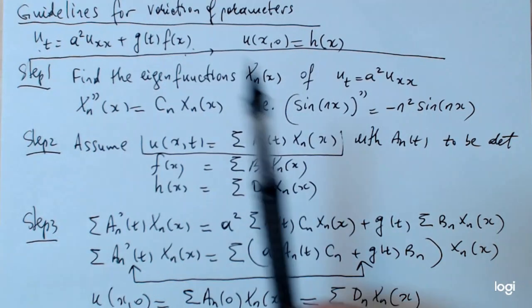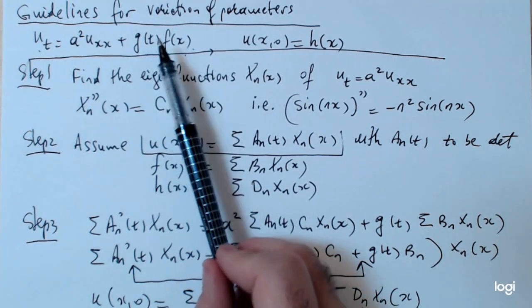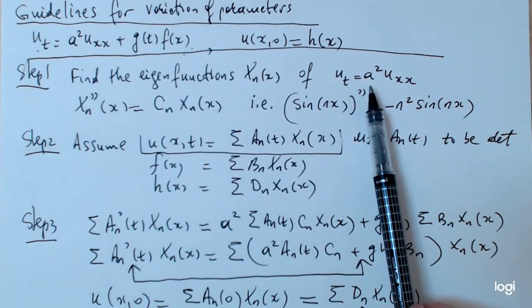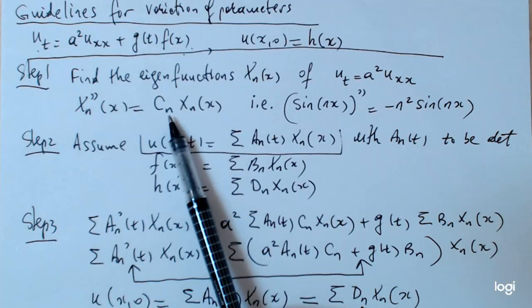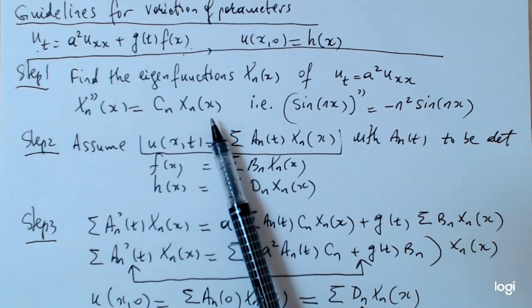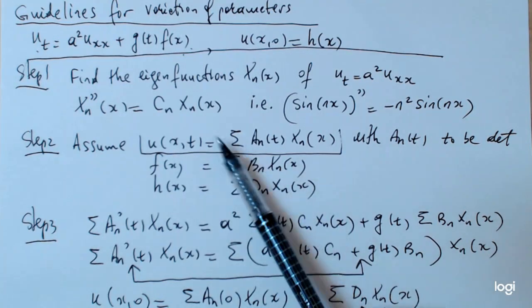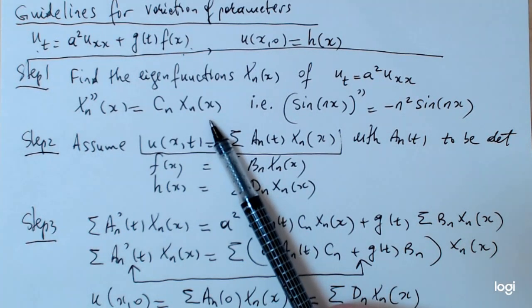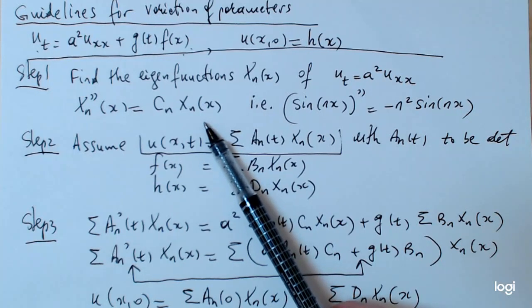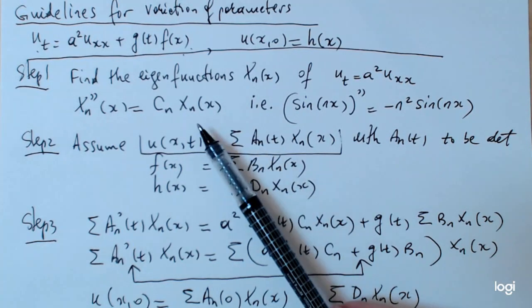So if we look at the overview of the method, again, two things are essential for it to work. The non-homogeneous term should be in the separated form. The eigenfunctions of the homogeneous part of the problem should have this property, that if you differentiate them twice, you get a constant times the same eigenfunction. That's going to be true in basically all the problems we encounter, and in particular, it's true for sine and cosine.